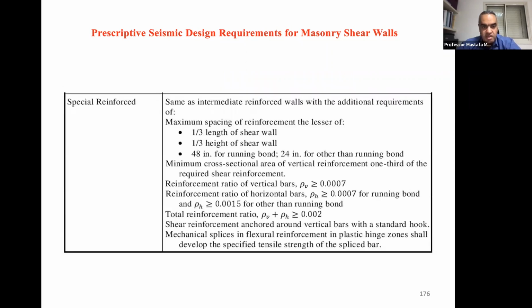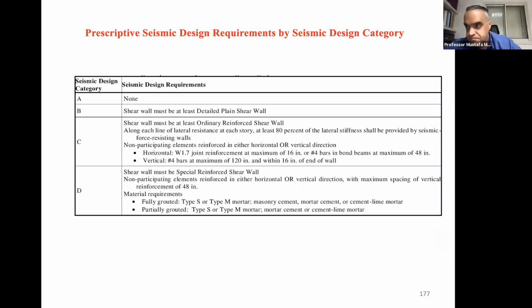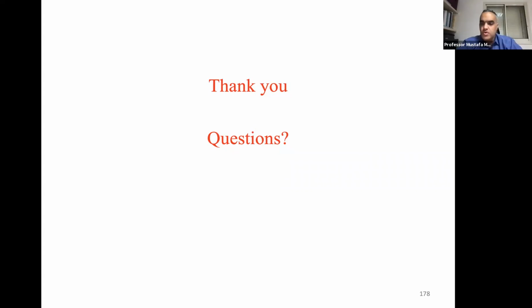Okay, so here these are the prescriptive requirements for a special reinforced wall as well. As you can see, we have minimum requirements for rho sub V, that's the vertical reinforcement in the wall, and rho sub H, that's the horizontal reinforcement of the wall, and a combination of both. In addition to whatever design that needs to be done, by the way, it's not only these that's required for the special reinforced masonry shear wall. Okay, so with this, I conclude.